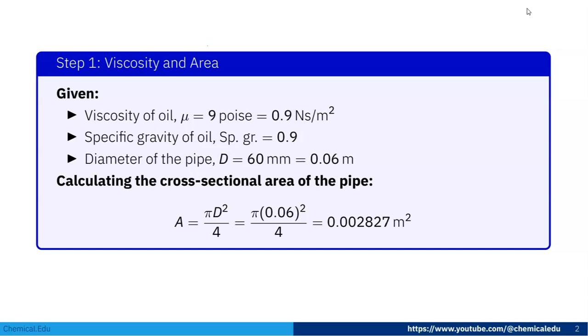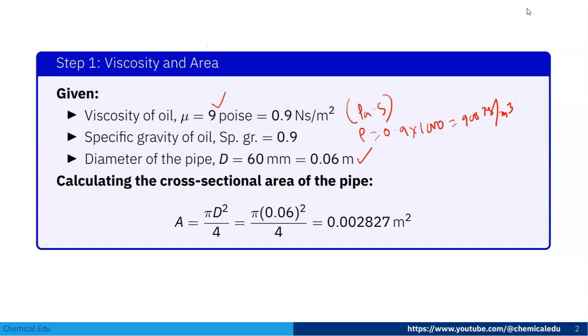Here given data are viscosity of the oil mu, that is 9 poise. If I convert 9 poise to Pascal second, 9 divided by 10, that is 0.9 Newton per meter square second or Pascal second. Specific gravity of the oil is given, that is 0.9. So density will be 0.9 thousand, that is 900 kg per meter cube. Then diameter of the pipe, D, is 60 mm. If I convert mm to meter, 60 divided by 1000, that is 0.06 meter.